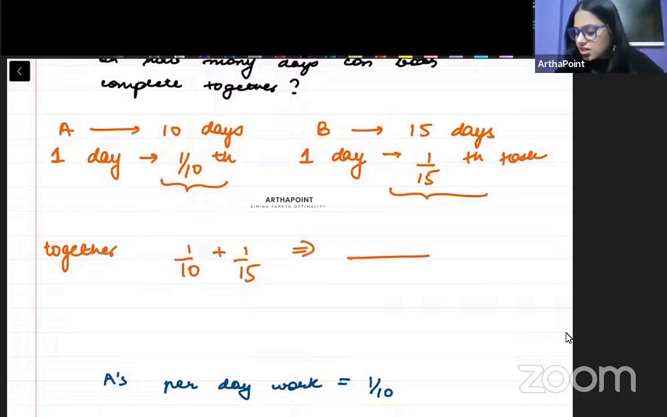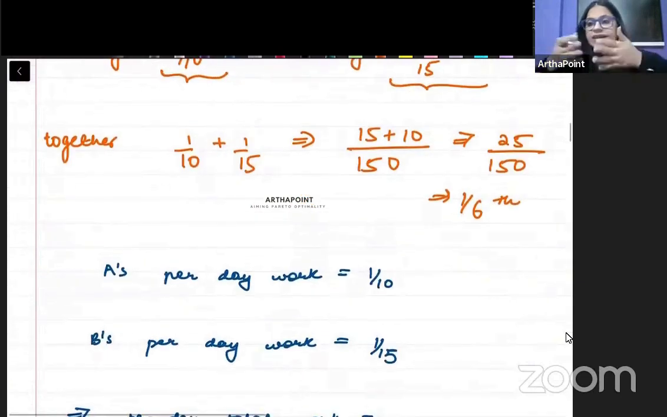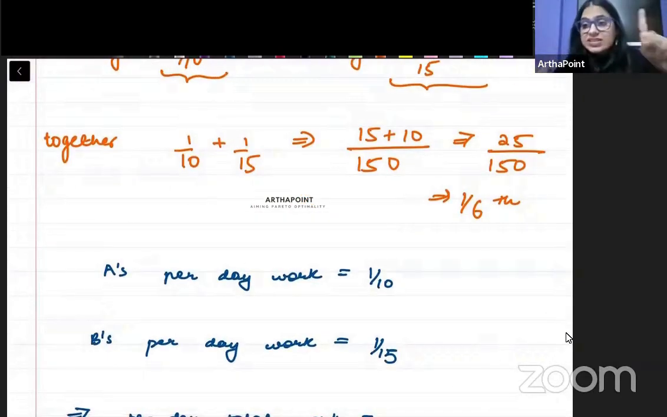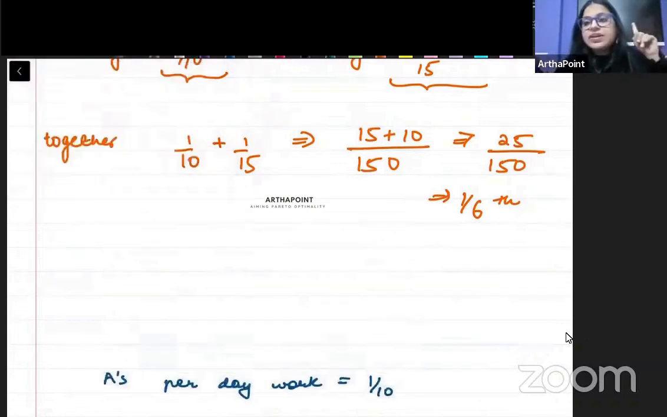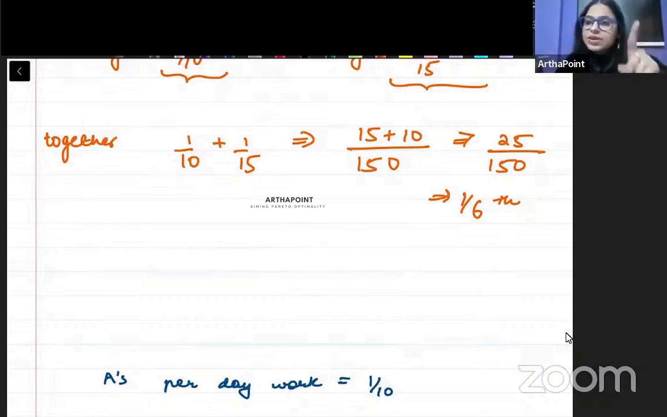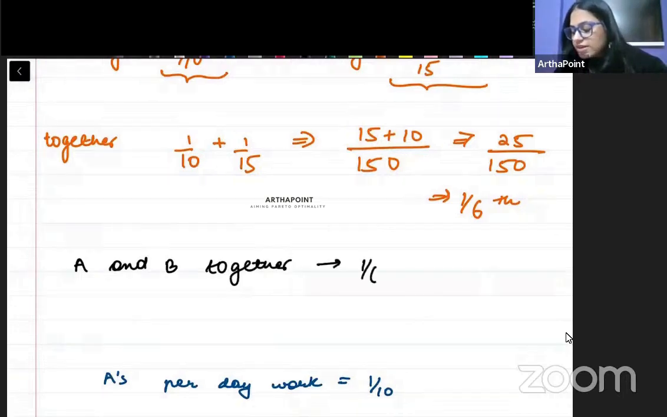So if I just take this, it will be 150, 15 plus 10. It means this will be 25/150. It means 1/6 of the task. Now understand carefully: there is a task, and 1/6 of the entire task can be done in 1 day if A and B do it together. If A and B do a task together, then they can do that task in 1/6, right?